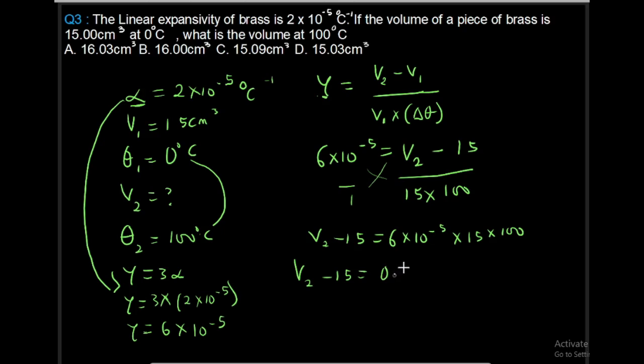So V2, moving minus 15 to the other side of the equation, will give us 0.09 plus 15, which will be equal to 15.09 cm cube. All right, so this is the new volume, which is option C.